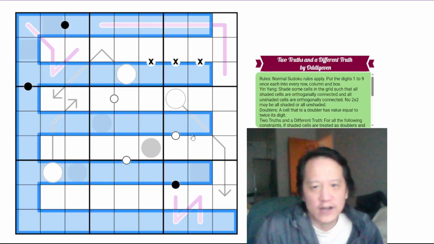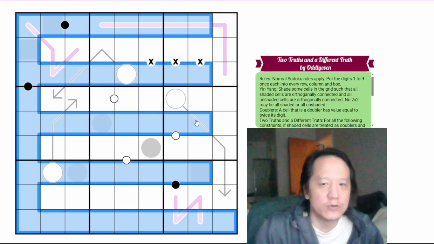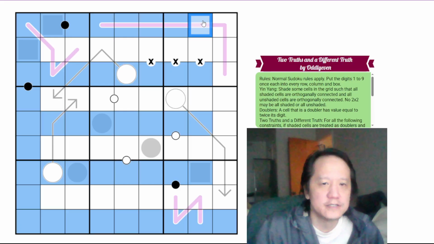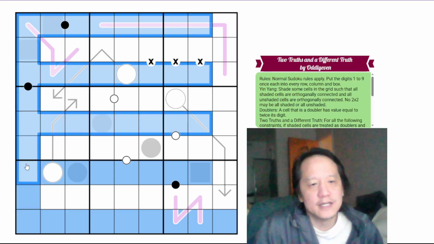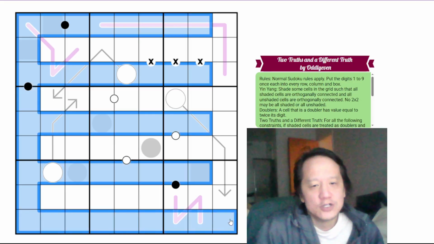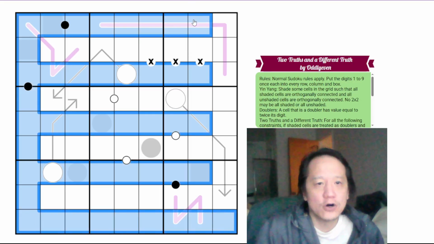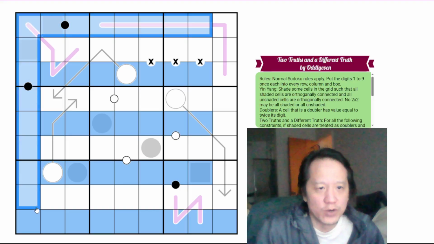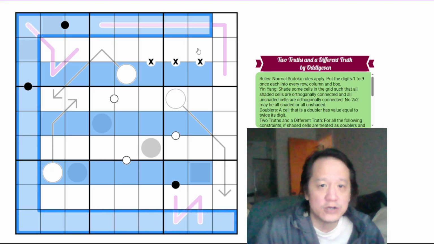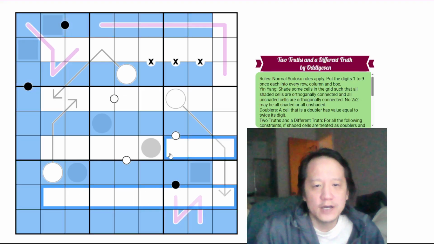So this is a valid yin-yang shading because what it means to be orthogonally connected is, as a region, that every cell in the shaded region must be able to get to any other cell in the shaded region just by going through edges, all while staying within the region. So for example, to get from here to here, it just has to go all the way around here, all going through cells, all staying within the region. And it's the same thing for the unshaded cells.